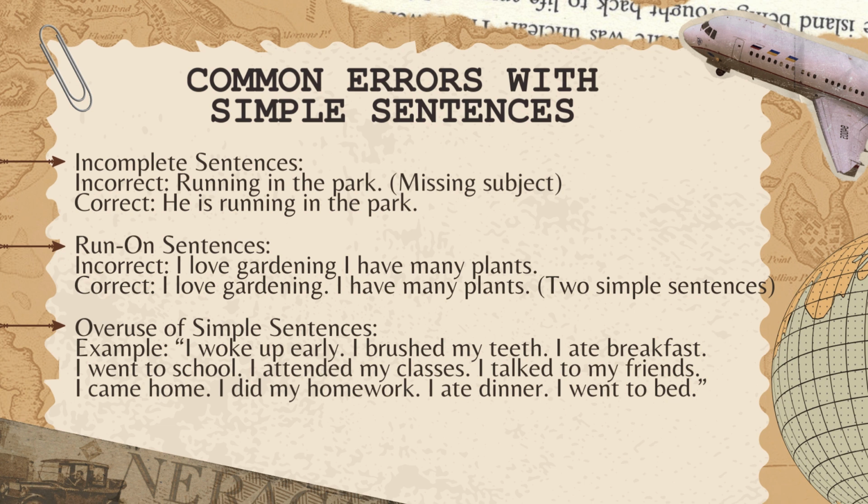Two simple sentences. Overuse of simple sentences. Example, I woke up early, I brushed my teeth, I ate breakfast, I went to school, I attended my classes, I talked to my friends, I came home, I did my homework, I ate dinner, I went to bed.